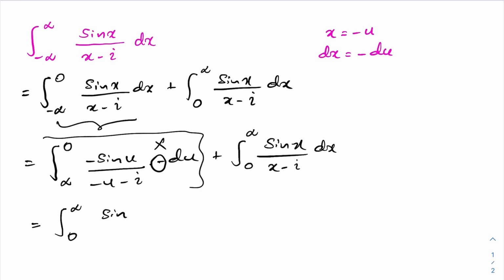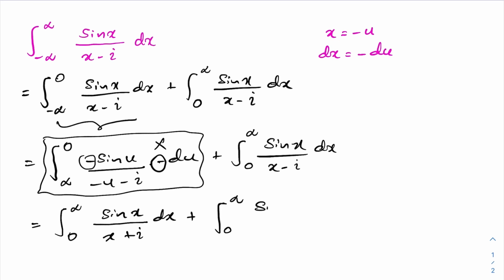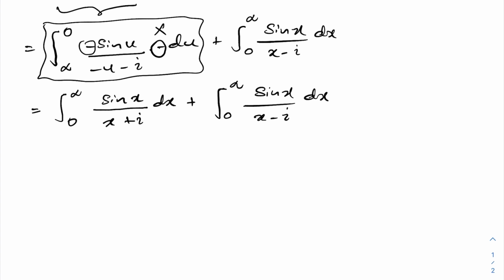Now in this integral we have variable u, but we know a definite integral is independent of the variable. So instead of u, I am going to plug in x. So here sine of x over here minus sign, here minus minus. So if we take the minus sign as a common factor, we have minus over minus, we know plus. So here we have x plus i dx plus the integral from 0 to infinity of sine of x over x minus i dx. Well, now we have the same boundary, 0 to infinity.